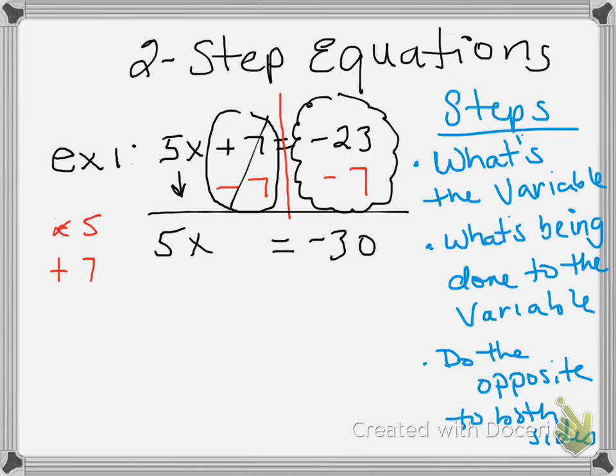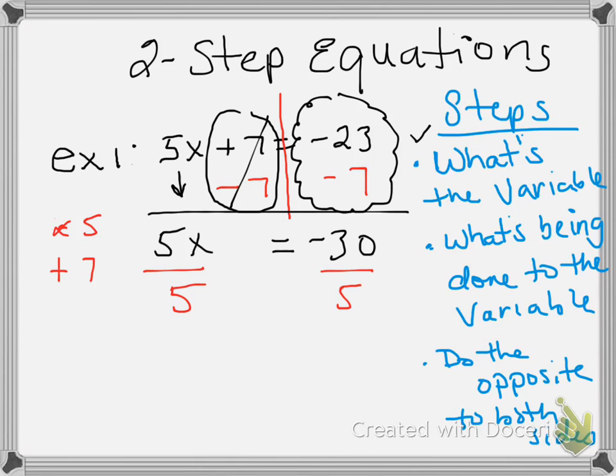Now, we've done the steps once. Now we're going to do the steps again. We ask ourselves this question again. What's the variable? Well, it's x. What's being done to x? It's being multiplied by 5. The opposite of multiply by 5 is divide both sides by 5.